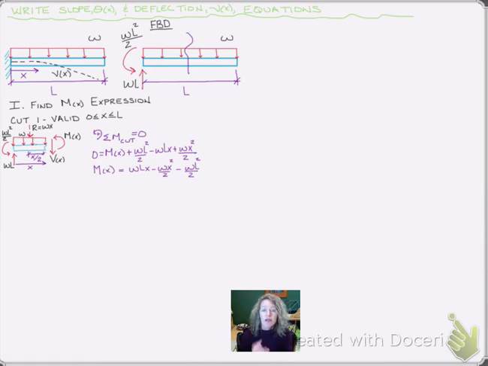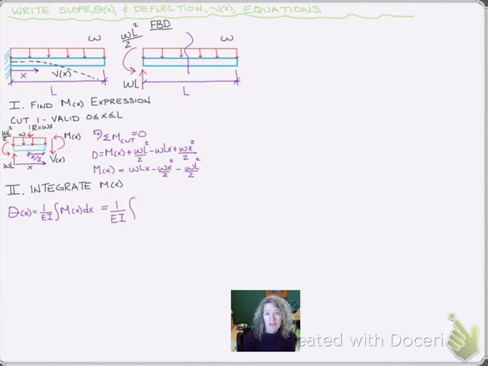Okay, now to move from moment to slope, all we have to do is integrate. And so we want to integrate the M of x equation, and slope is going to be equal to the integral of M of x, but divided by EI, because now we have to get material and geometric properties involved if we're going to see how much it is going to deform due to the loading. So we're just now putting the M of x expression in after the integral.